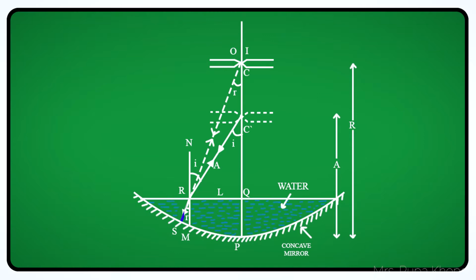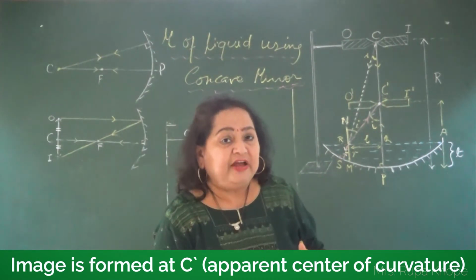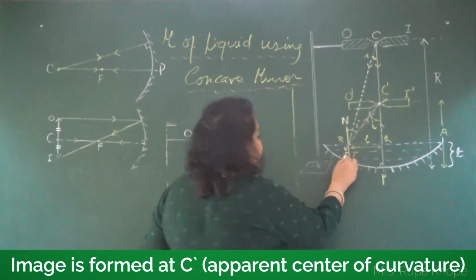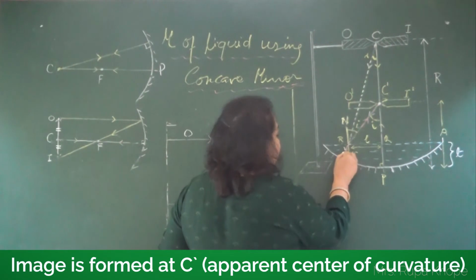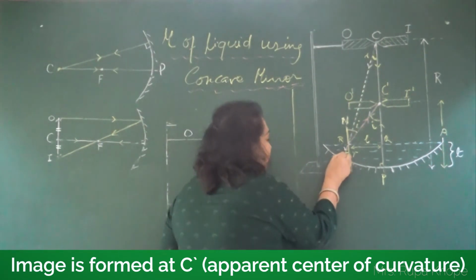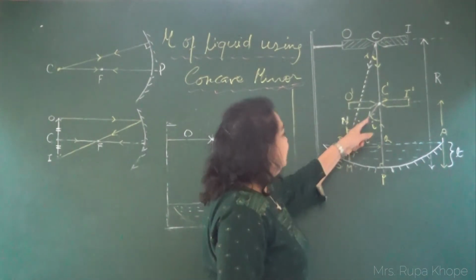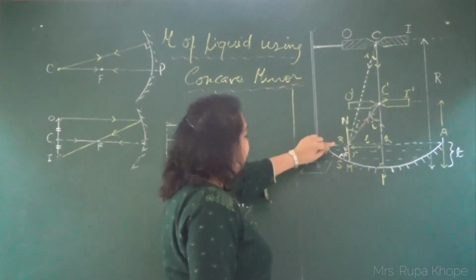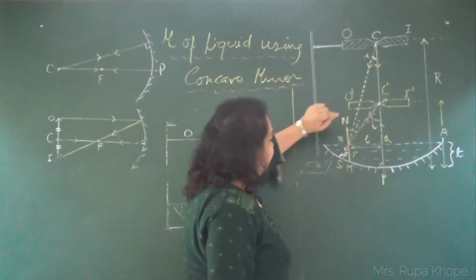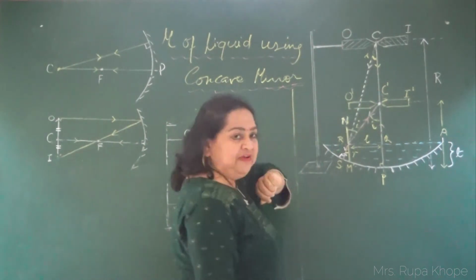Now, this ray must have gone back in the same direction. You must know the principle of reversibility of light. Now, this ray has gone back in the same direction only under one condition: it has to fall normal to the surface. Only that ray will go and meet the center of curvature. By the way, when it comes back to the apparent center of curvature, what must have happened?